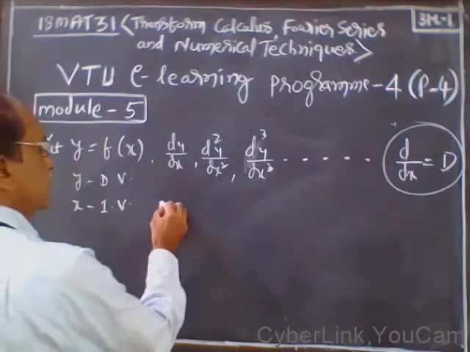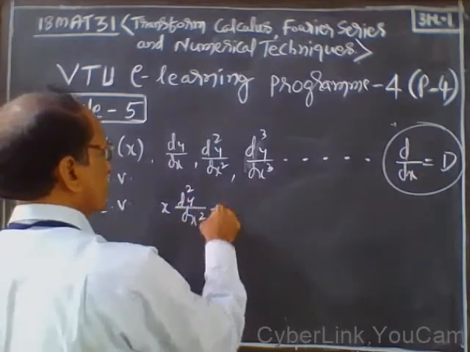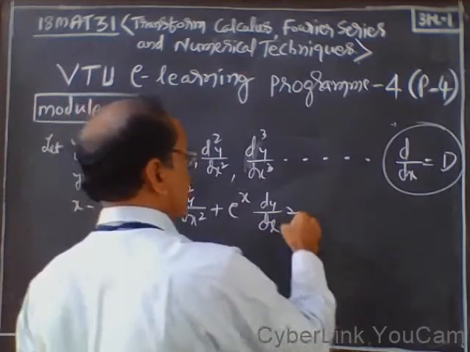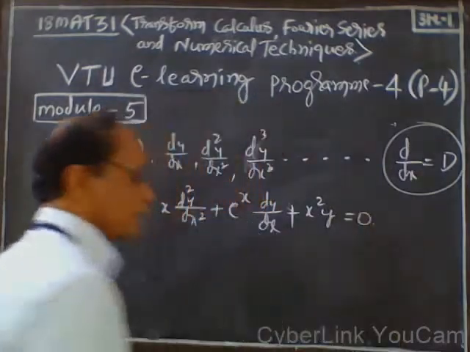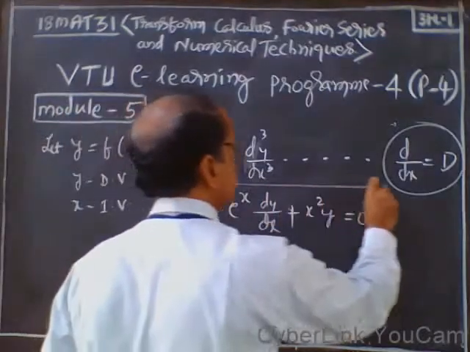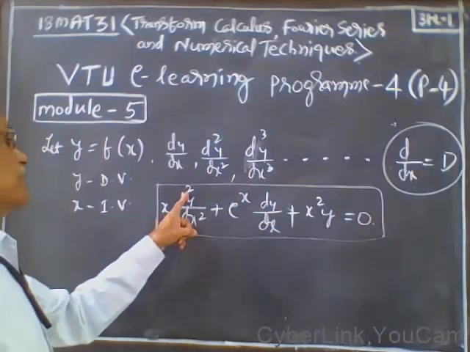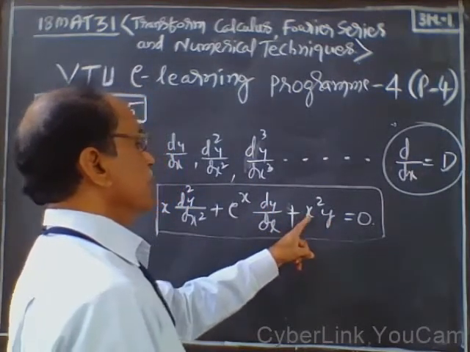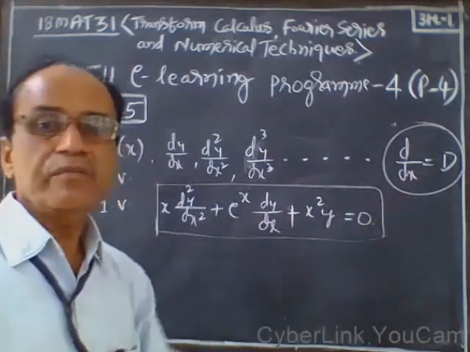For example, an equation like x into d square y divided by dx square plus e to the power x, into dy by dx, plus x square y is equal to 0 or not equal to 0. So this is called an equation which contains the differential coefficients, that is second order derivative, first order derivative, dependent variable and the independent variable. This is called a differential equation.